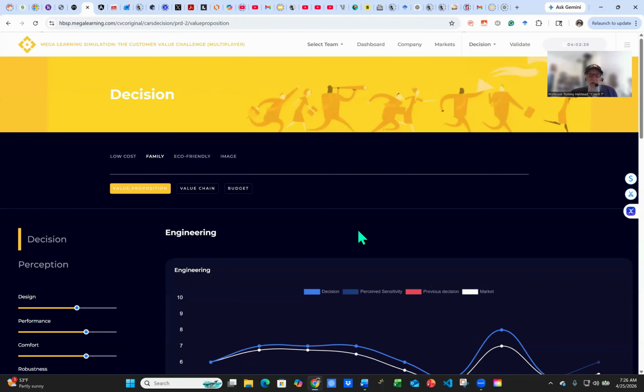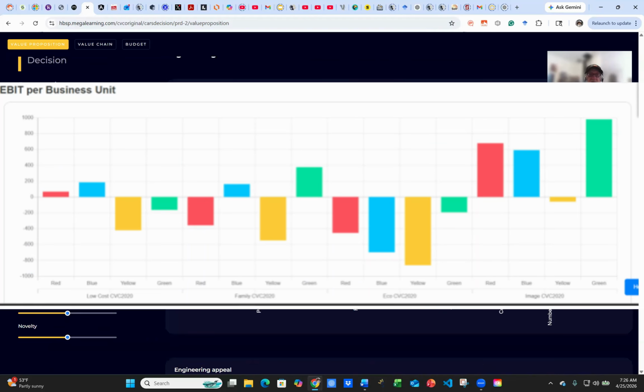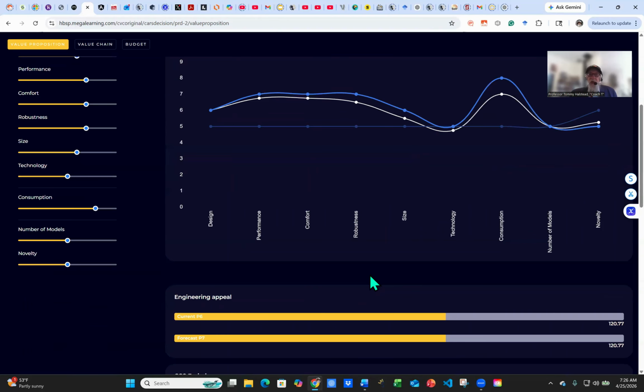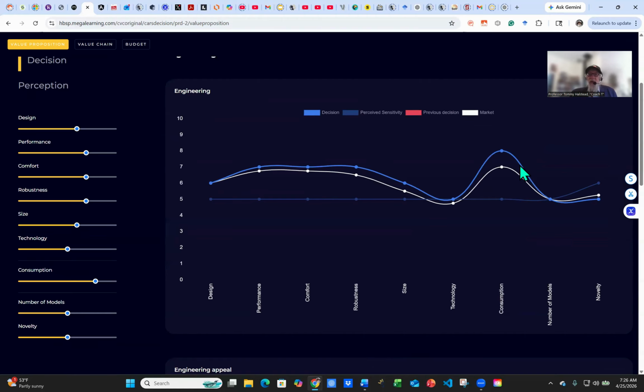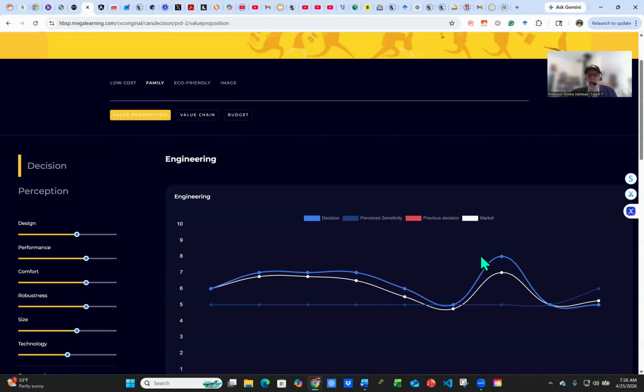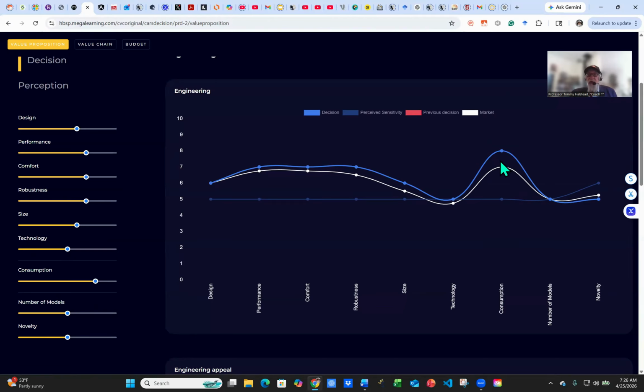Yellow should have done much better at family. Yeah, this is not the problem. Yellow did really good with matching this, and a tiny amount is inconsequential, except for consumption. Consumption is more important in eco than it is in family, but they do care about it. So this is pretty close, really.